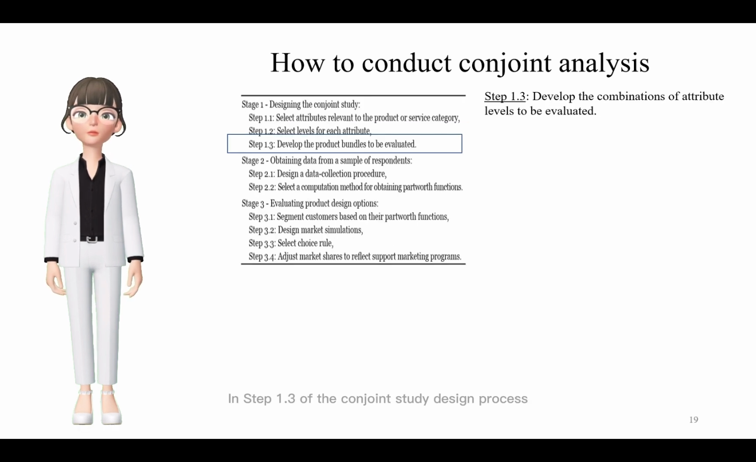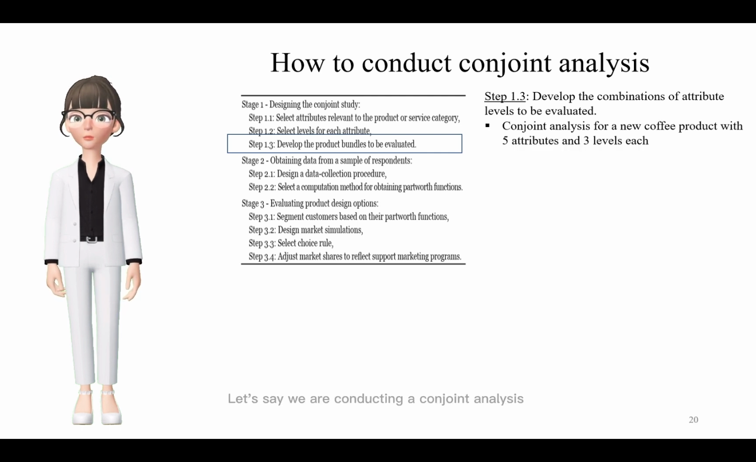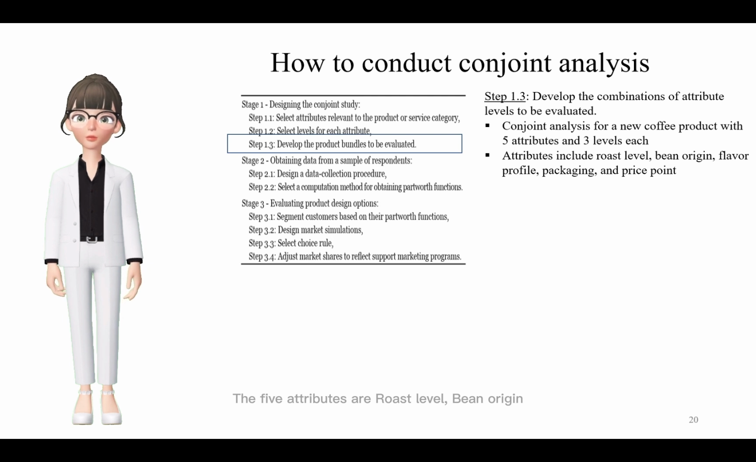In step 1.3 of the Conjoint study design process, we need to develop product bundles for evaluation. However, with a large number of attributes and levels, the number of possible bundle combinations can be overwhelming. Let's say we are conducting a Conjoint analysis for a new coffee product, and we have 5 attributes with 3 levels each. The 5 attributes are roast levels, bean origin, flavor profile, packaging, and price point.